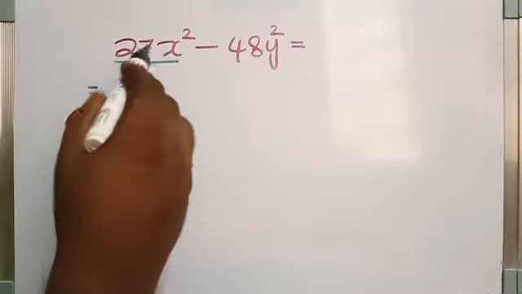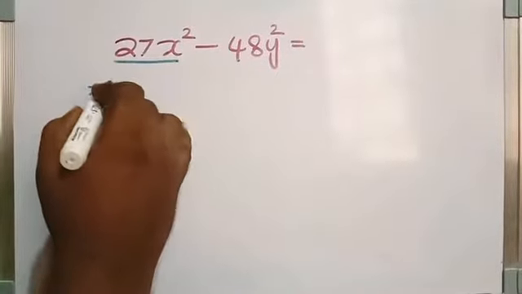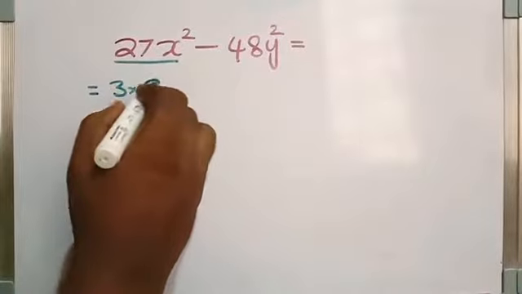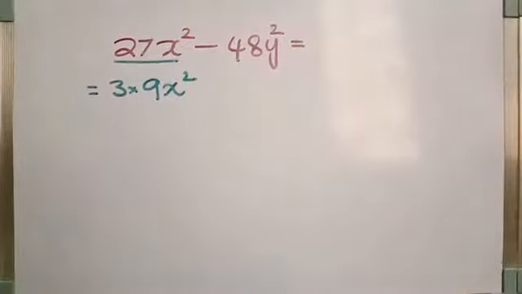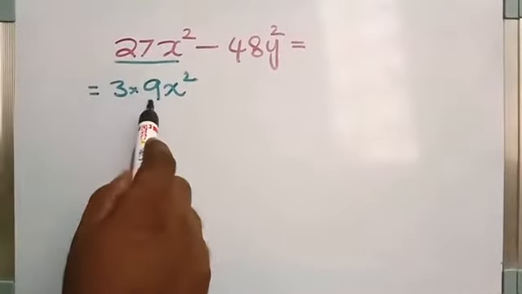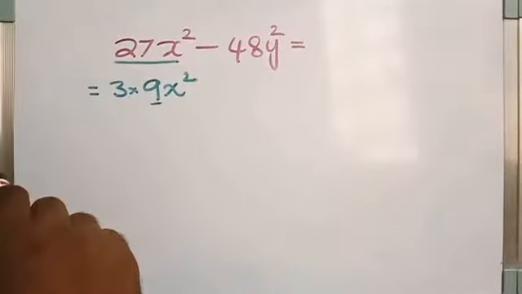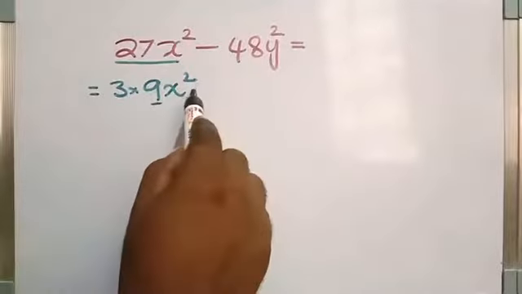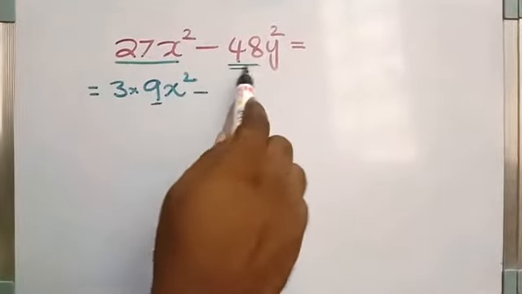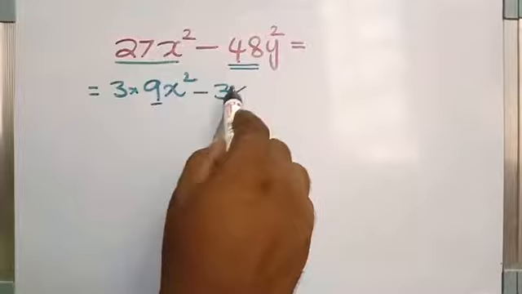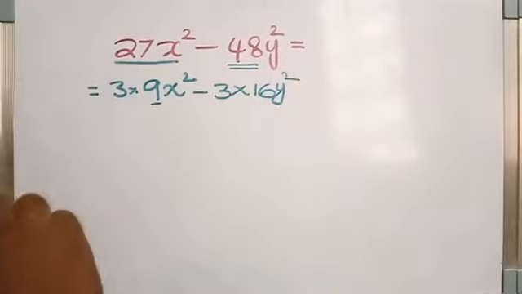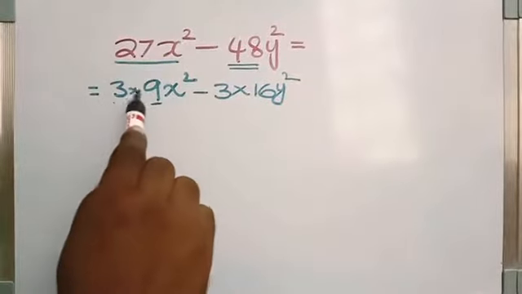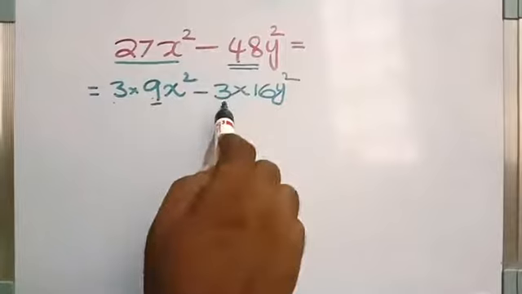So what I am doing here is, let's write 27x squared as 3 into 9x squared, because you know 9 is the square of a number, minus 48 can be written as 3 into 16y squared. So 27 is written as 3 into 9 and 48 is written as 3 into 16.